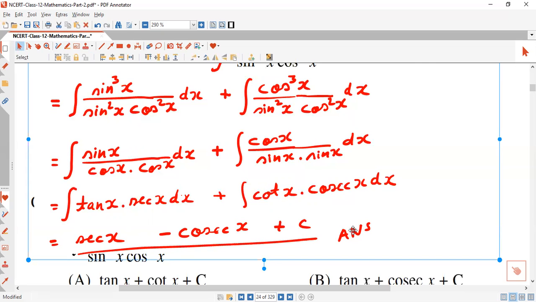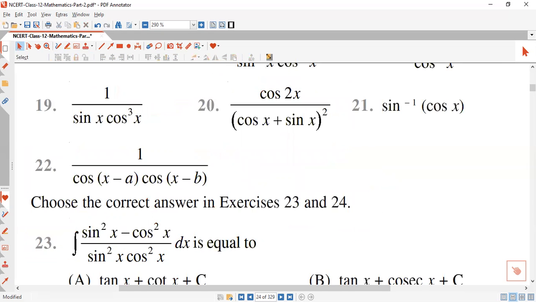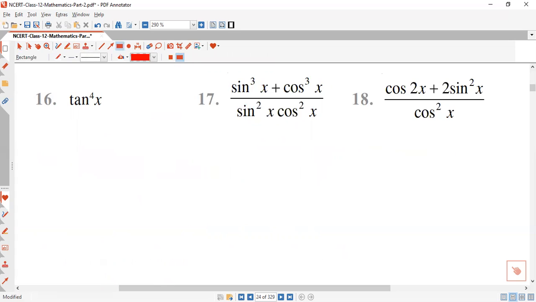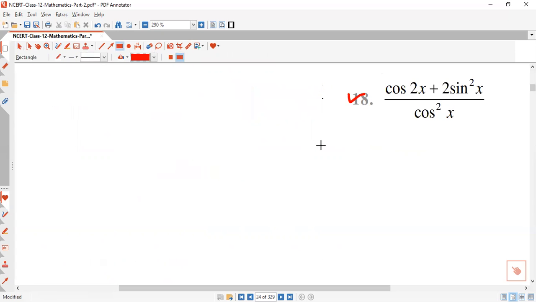Now, after question number 17, we are interested in doing the next question, question 18. See what this question says basically: the integral of (cos 2x + 2 sin square x) divided by cos square x. We are interested in finding the integration of this part.